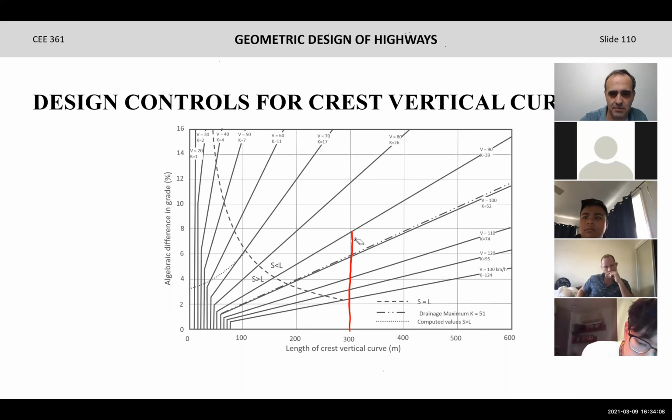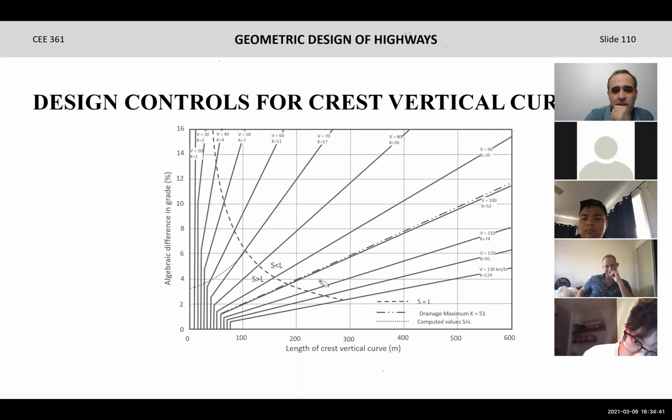I have a 300-meter curve, and let's say I have a 7% algebraic difference in grade. So for those conditions, I know I shouldn't be going above a road that's designed for 90 kilometers per hour, not much more than that. So I cannot have a road for 100 kilometers per hour. So there are different ways to use this. It's not a big deal.